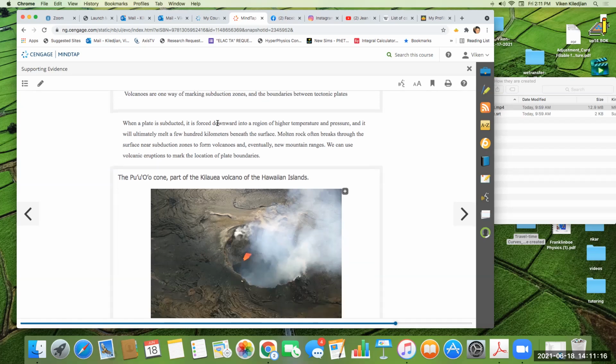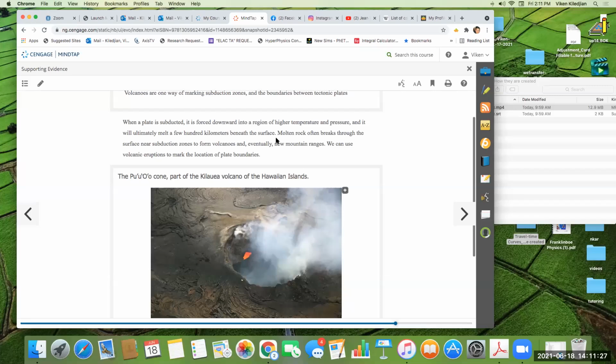When a plate is subducted, it is forced downward into a region of higher temperature and pressure, and it will ultimately melt a few hundred kilometers beneath the surface. You see what's happening? The plate is being subducted, melting, and the molten rock often breaks through the surface near subduction zones to form volcanoes and eventually new mountain ranges. So when that plate melts, it starts to rise due to the convection currents, and it gets pushed up, and you create mountains and volcanoes.